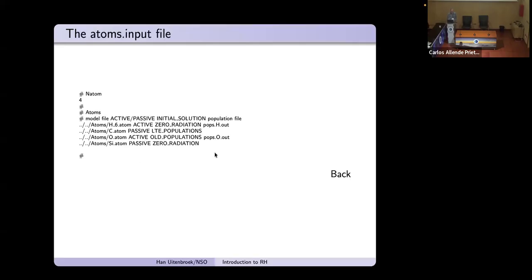Then, to show you a typical atoms.input file, this particular file has only 4 atoms that will be then treated. If you set it to active, then the multi-level accelerated lambda is applied to this atom. If you set it to passive, you can set it to LTE population or 0 radiation, which is then the initial solution. Or if you specify a population file, you can read in, for instance, the population numbers from a previous run, provided, of course, that you use the same input atmosphere.